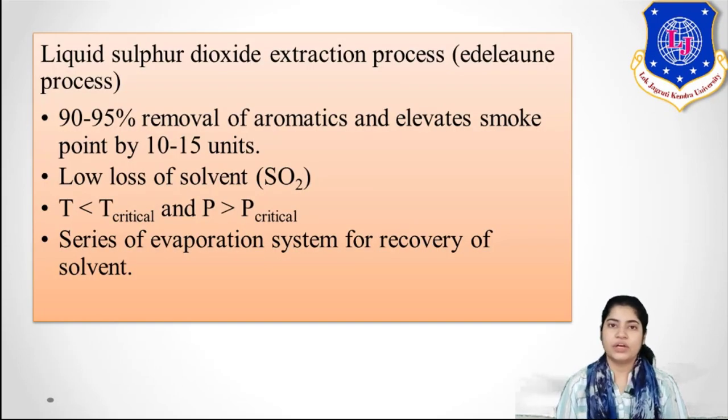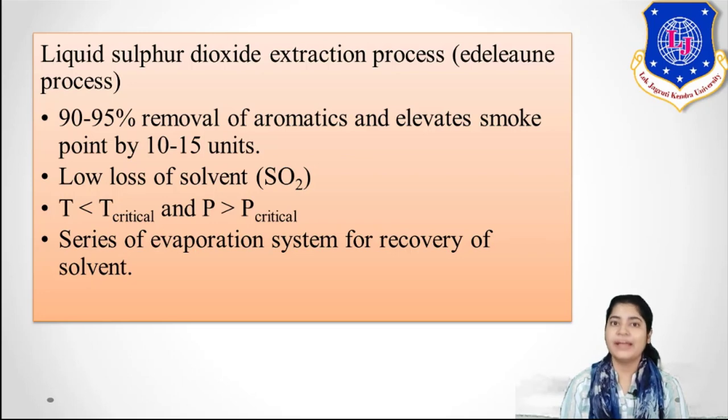So the method is what? You are doing extraction by the liquid sulfur dioxide process. It is also known as the Edeleanu process. In this process 90 to 95% of aromatics is removed, which elevates the smoke point by 10 to 15 units. See, high smoke point is desired here. Another important point of this process is that loss of solvent is less. Your solvent is liquid sulfur dioxide. The operating condition is very simple: you keep your temperature below the critical temperature of sulfur dioxide, but you increase the pressure beyond its critical pressure.